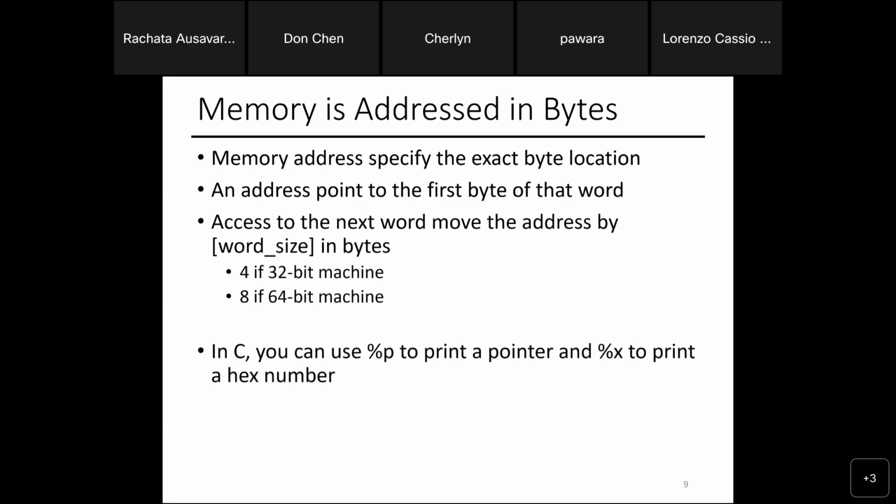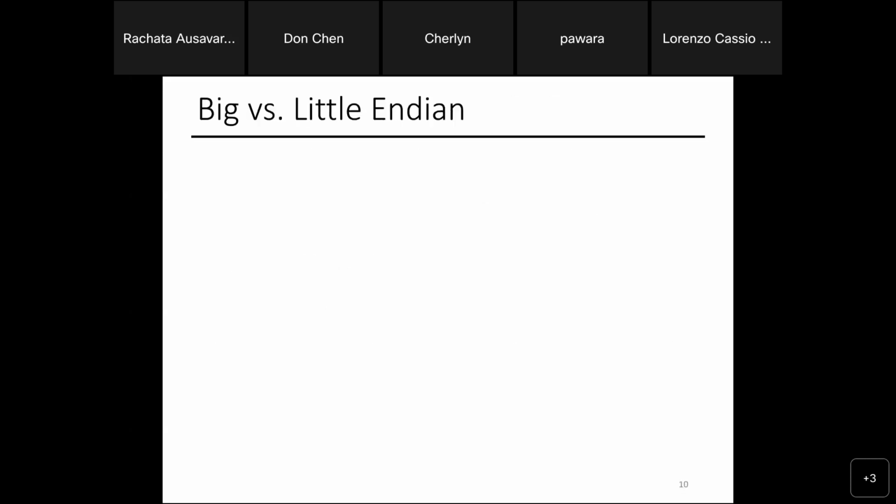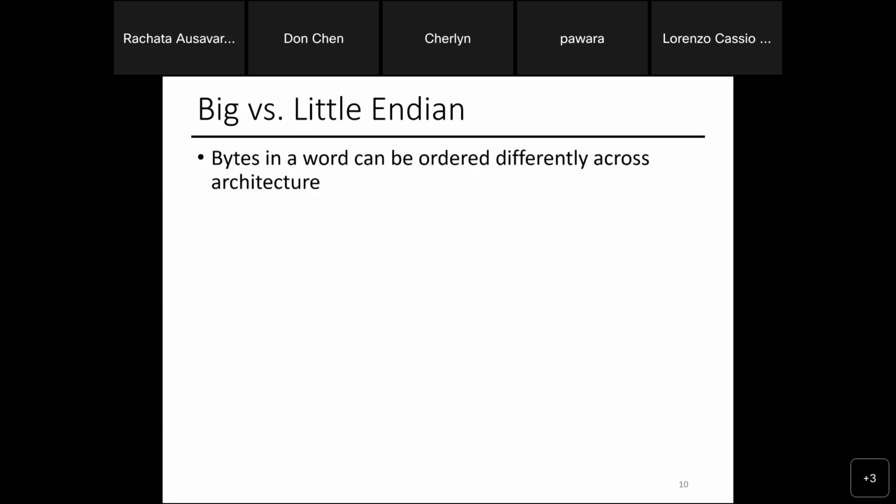In C, you can use %p to print the value of the pointer and %x to print a hex number. All right. So if you want to print the value of the pointer, use %p. Now here comes the first confusion: this concept of big versus little endian.